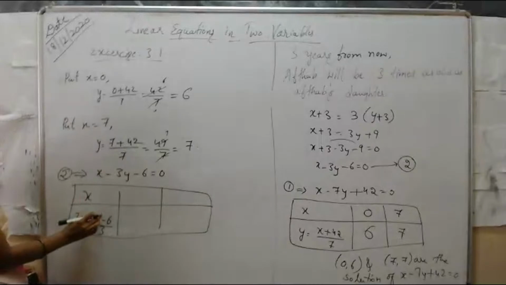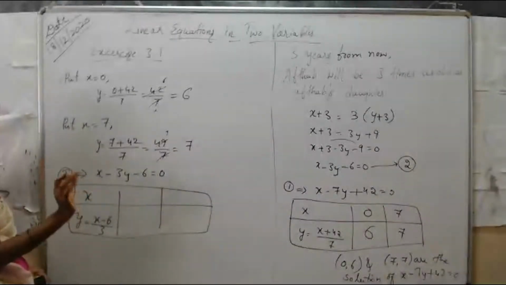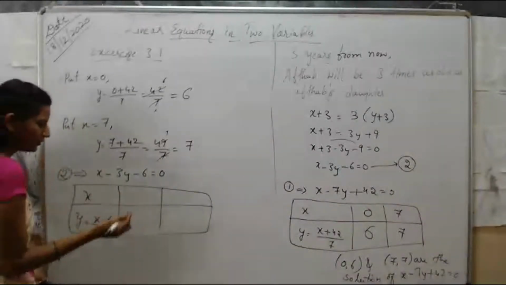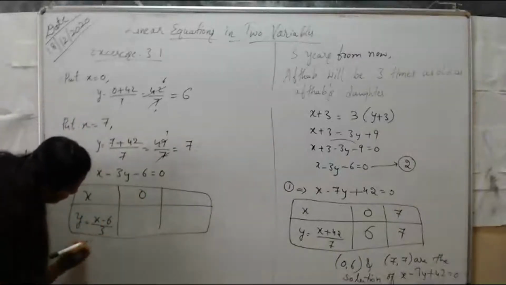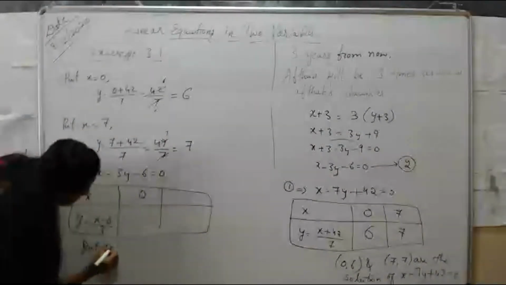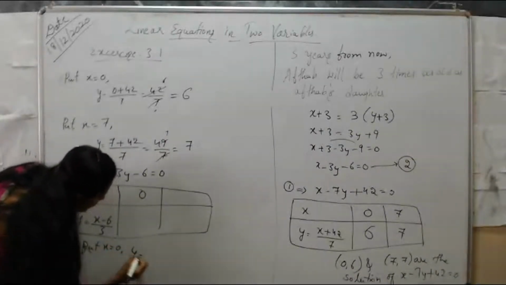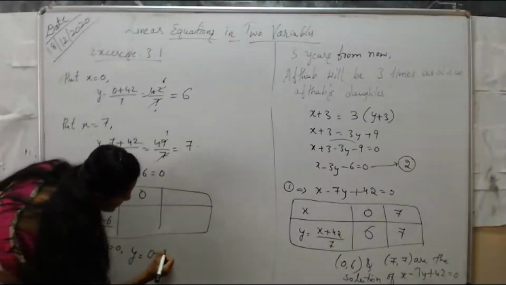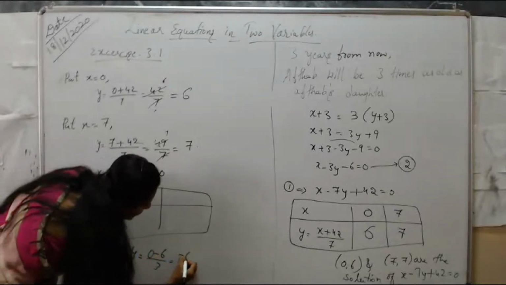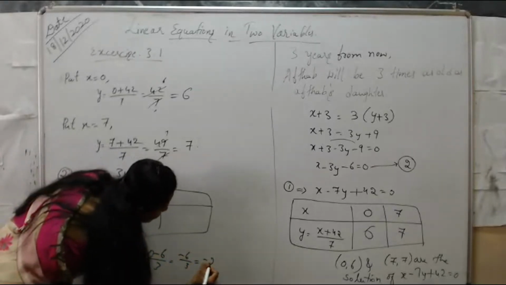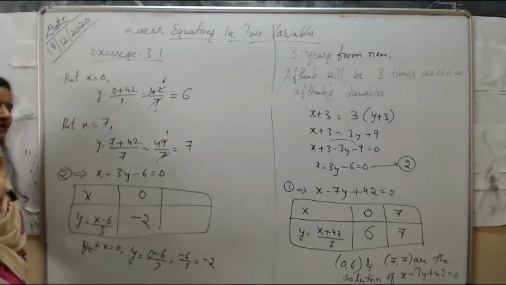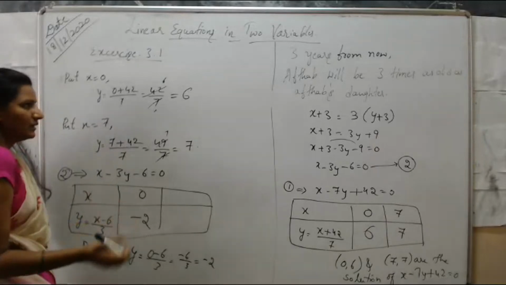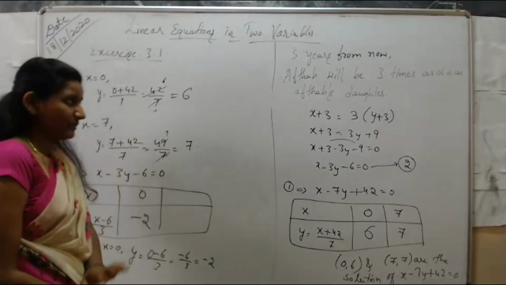Put x is equal to 0, you will get a negative value. If it is a whole number, then it is not an issue. You can put x is equal to 0. What happens? If you put x is equal to 0, then y is equal to (0 minus 6) by 3. Minus 6 by 3 is equal to minus 2. You will get a negative value, but it is a whole number. We can represent negative whole numbers easily. But don't take decimal values.